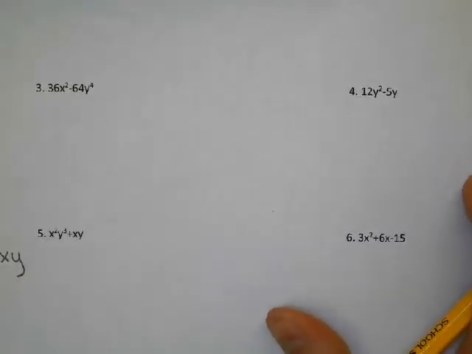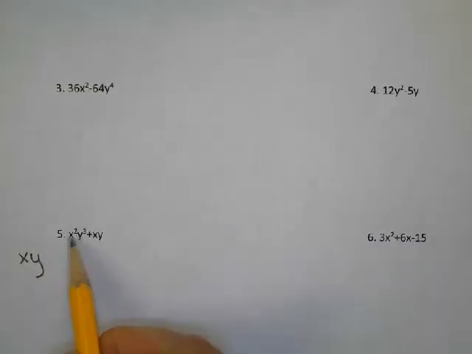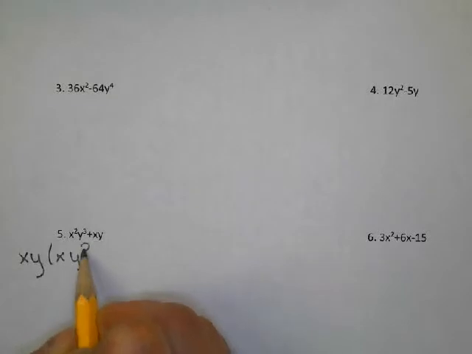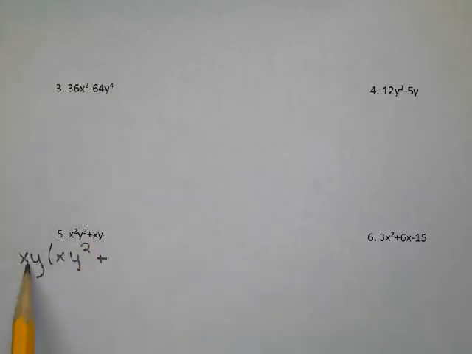And now with that x and the y, if I take an x out of x squared, that leaves me with just an x. And then a y out of y cubed leaves me with y squared. Plus, I have xy divided by xy, and anything divided by itself is 1. So the factored form of x squared y cubed plus xy is xy times (xy squared plus 1).